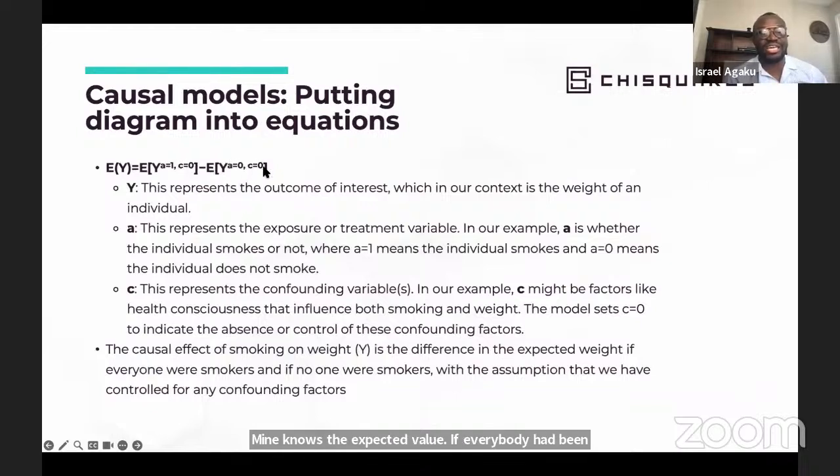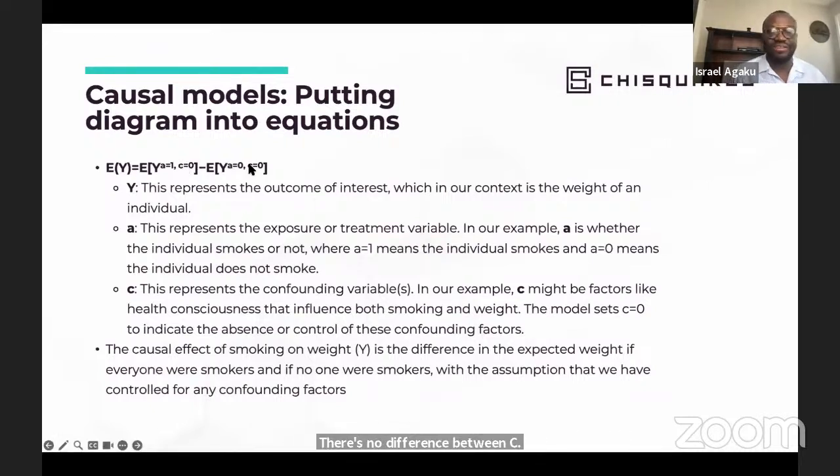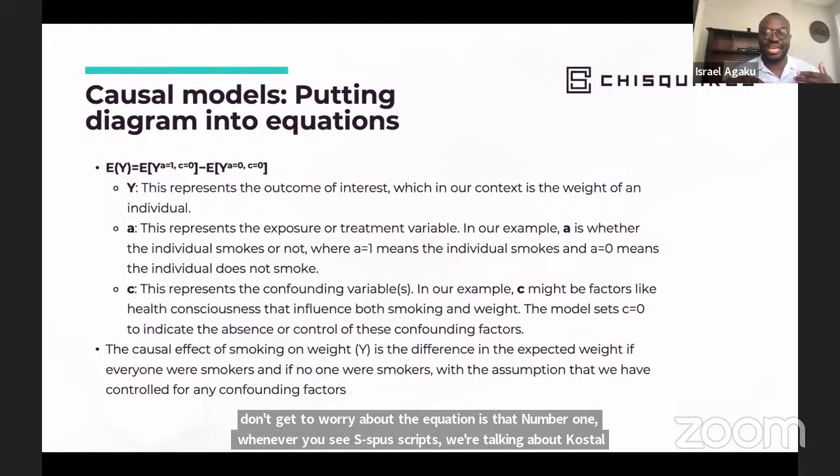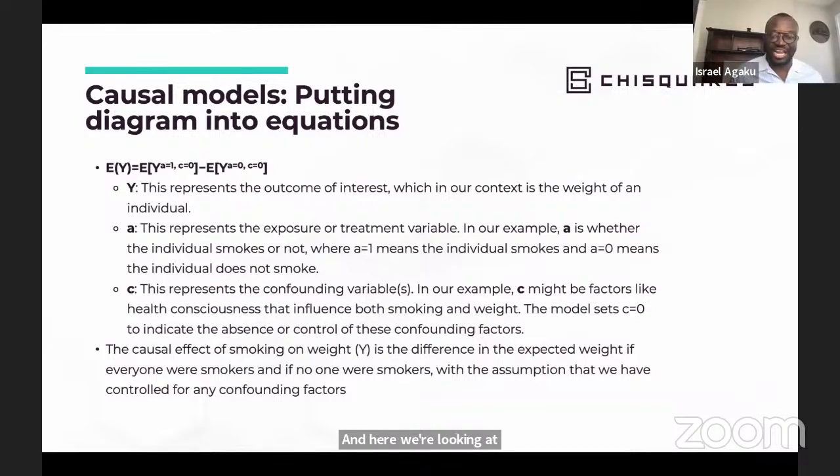Note that c equals 0 is here and c equals 0 here, meaning that in both cases we are holding the covariate constant. There's no difference between C here. The only difference is the exposure: here we have exposure of 1 and here exposure of 0. The bottom line, don't worry about the equation: whenever you see a superscript, we're talking about causal inference. Here we're looking at the outcome if everybody had been exposed versus if nobody had been exposed.